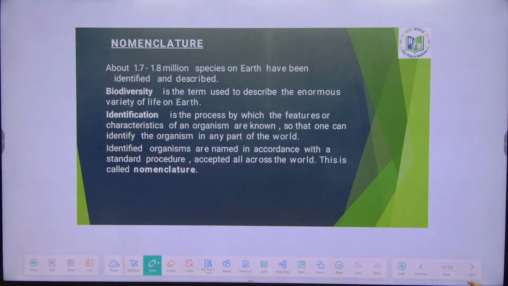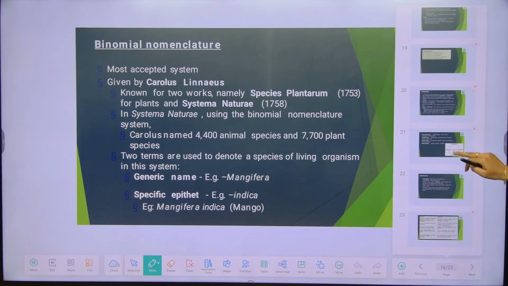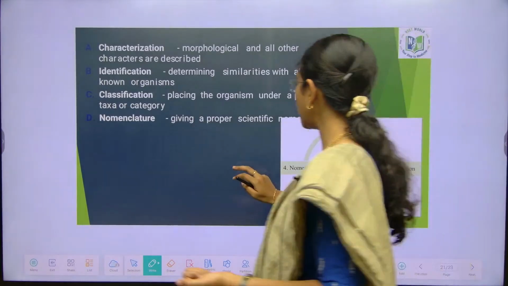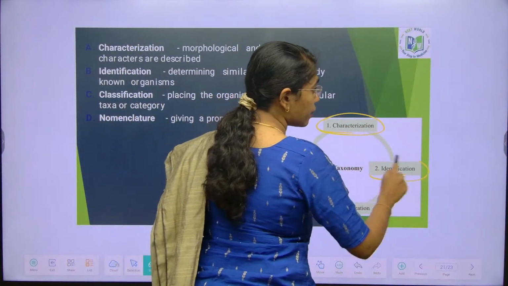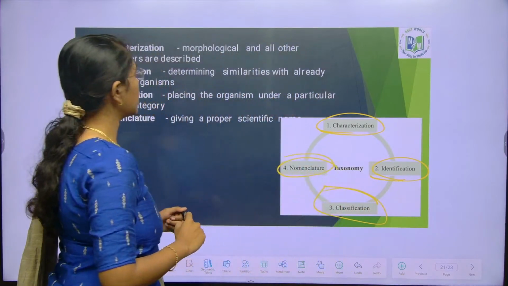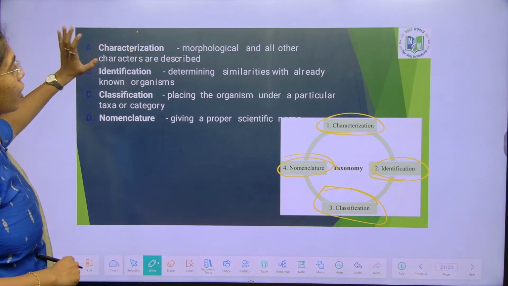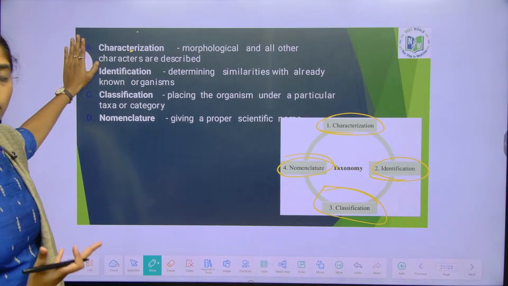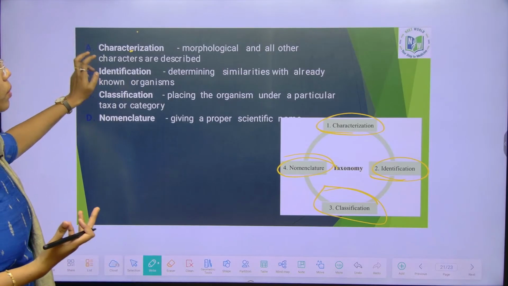Next, this is the diversity, and here we will move on to taxonomy first. I told you taxonomy includes 4 components. First is characterization, second identification, third classification, and fourth is nomenclature. What is characterization? Morphological and all the characters are described. Morphological, anatomical, all the cellular characteristics will be described.